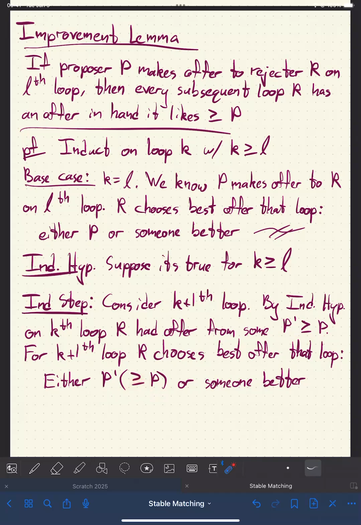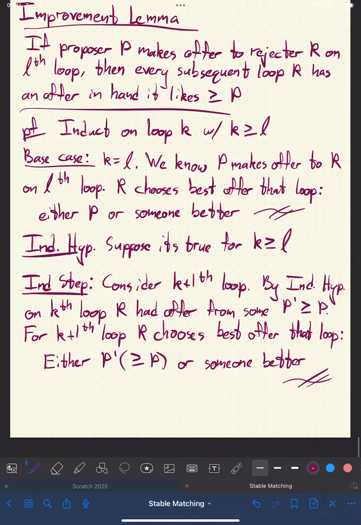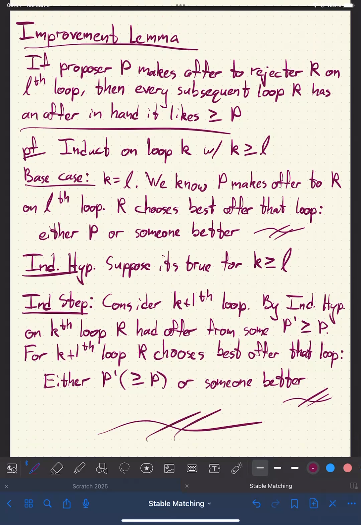That's what that equal is. But we know that P prime is going to be at least as good as P, or someone even better than P prime. And if they're better than P prime, they're also going to be better than P, just by the transitivity of their ranking. And this really just concludes the proof, right? That concludes the inductive step, which concludes the whole thing, right?